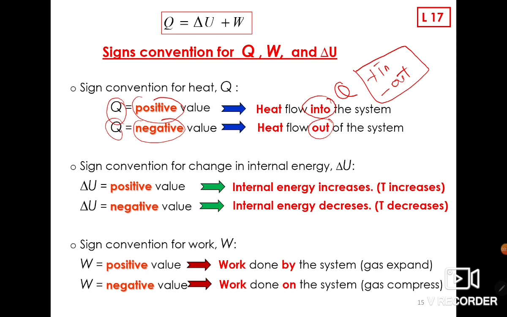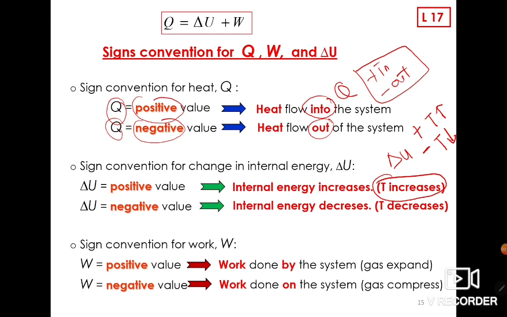For delta U, positive value means T is increased or internal energy is increased. Delta U negative means internal energy is decreased or T is decreased. So for delta U, positive means T increases, negative means T decreases. When T increases, delta U also increases. When T decreases, delta U also decreases.